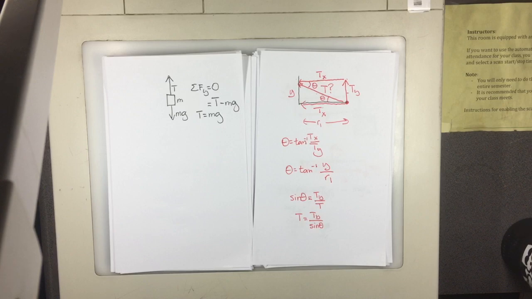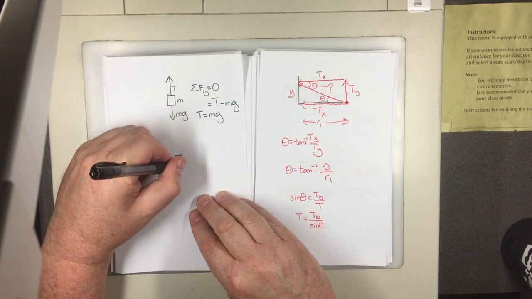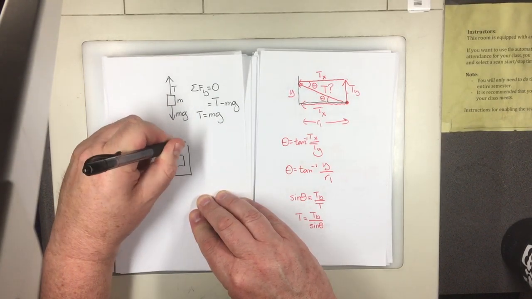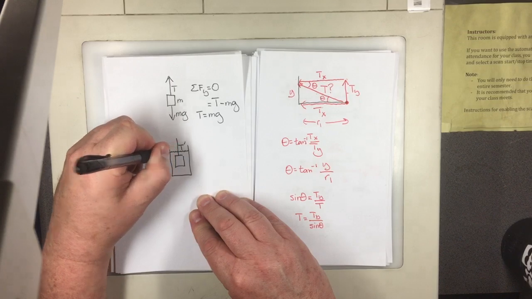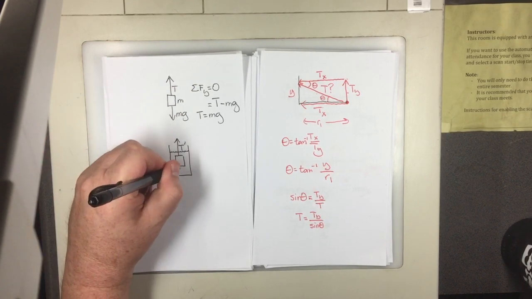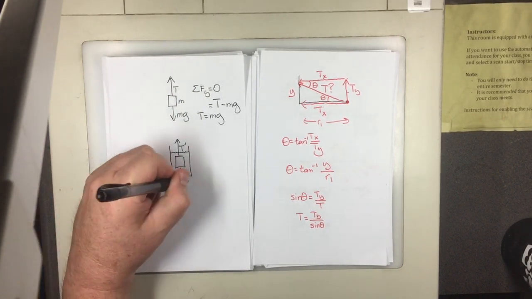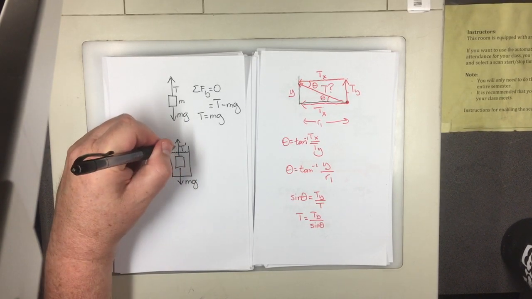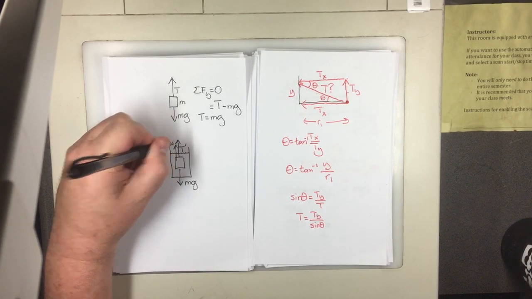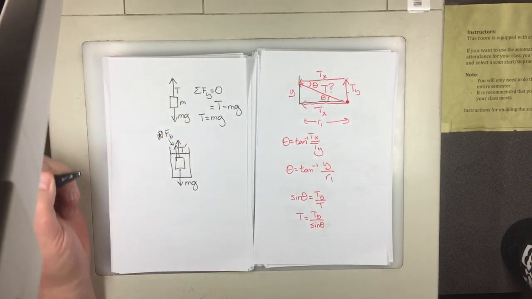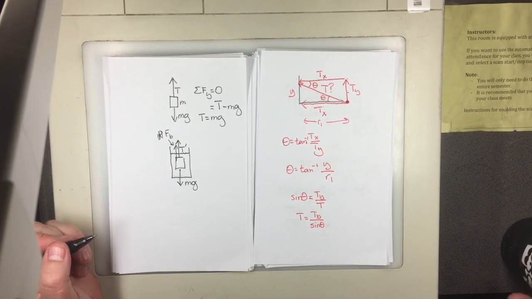But now we dunk this thing in water. Now the object is sitting in water. It has a new tension, T prime. The forces are a little bit different. You've got T prime up, which is kind of like T from before. You've got mg down like before. But now there's an FB up. There is an additional force in there: the buoyant force.